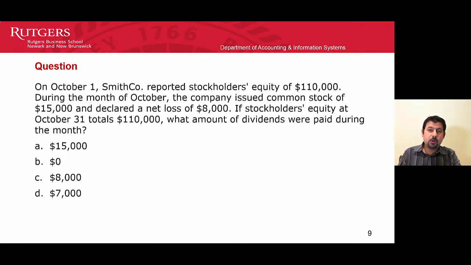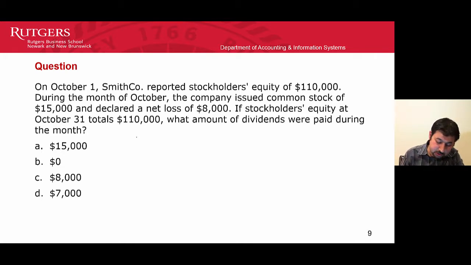Now this problem also can be solved using the same equation that we used in the previous problem. Here they are asking us to calculate the dividends. So on October 1st, Smithco reported stockholders' equity of 110,000. During the month of October, the company issued common stock of 15,000 and had a net loss of 8,000. If stockholders' equity at October 31st totals 100,000, what amount of dividends were paid during the month?